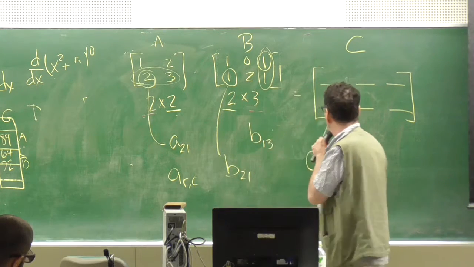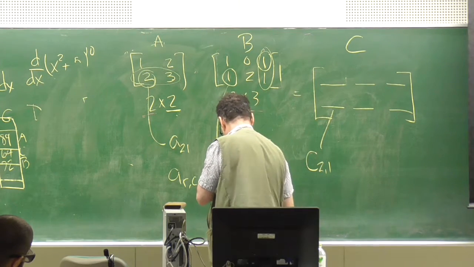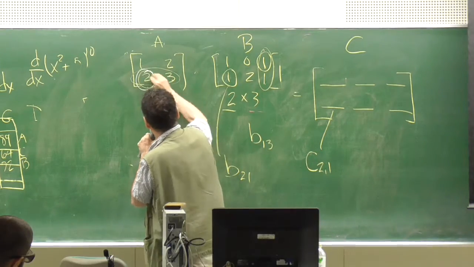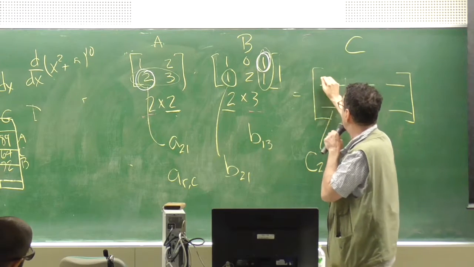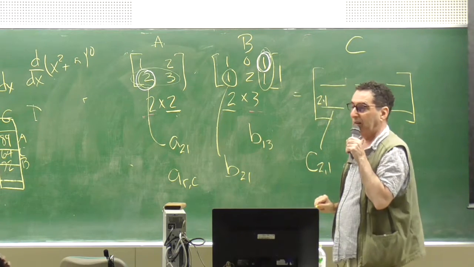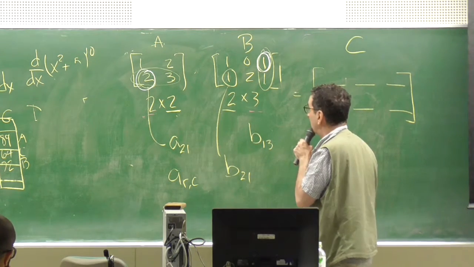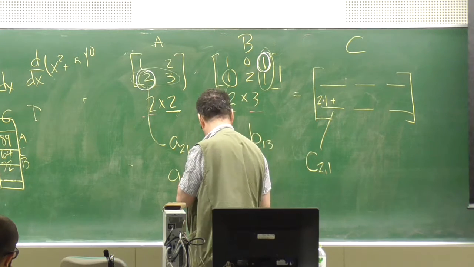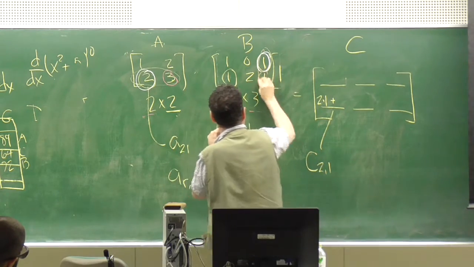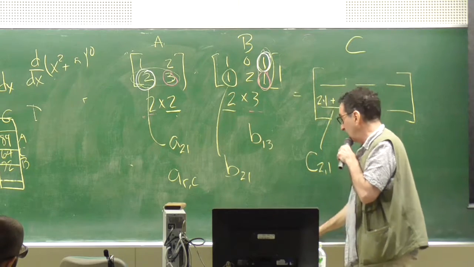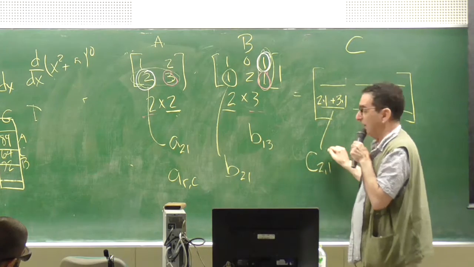So what does that mean? What am I going to put here? It's going to be the first element there times the first element there. So what's that? 2 times 1, right? And then plus, I don't have any more colors. I'll use this. Plus the second element there times the second element there. So what's that going to be? 3 times 1. And that's what this element is going to be.